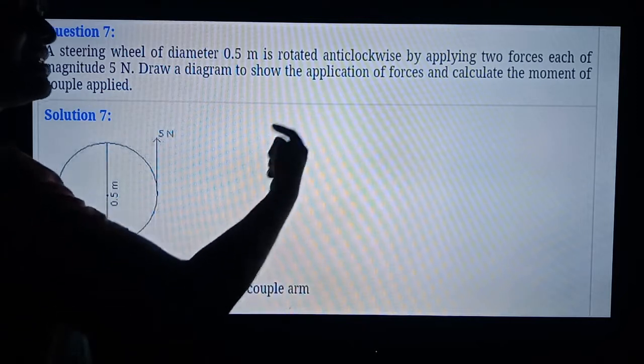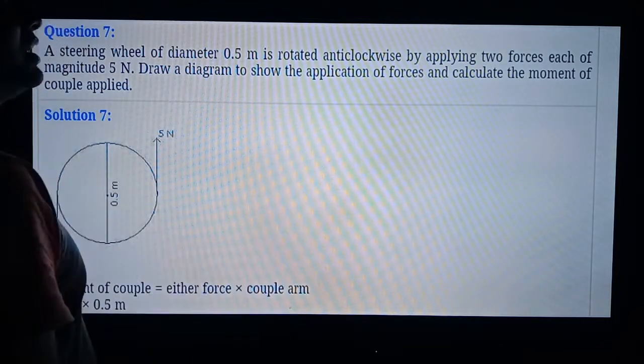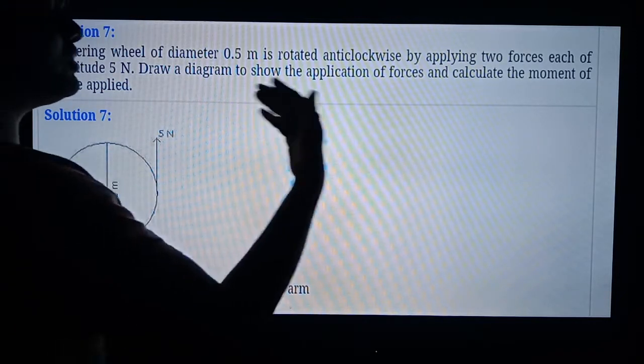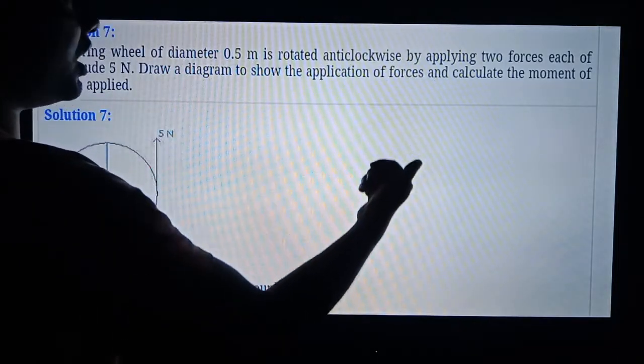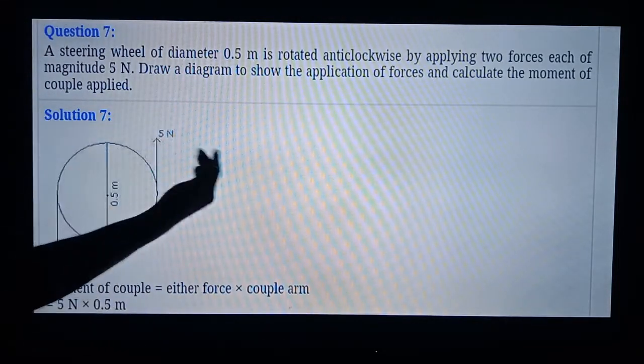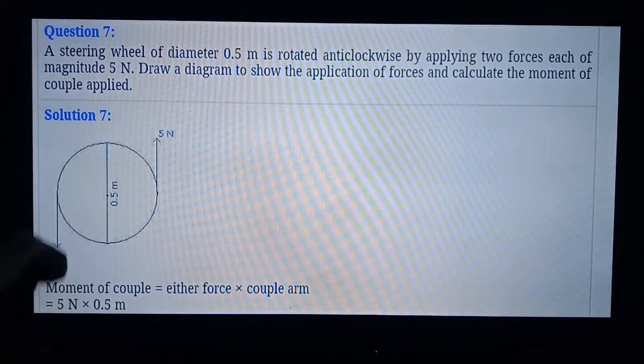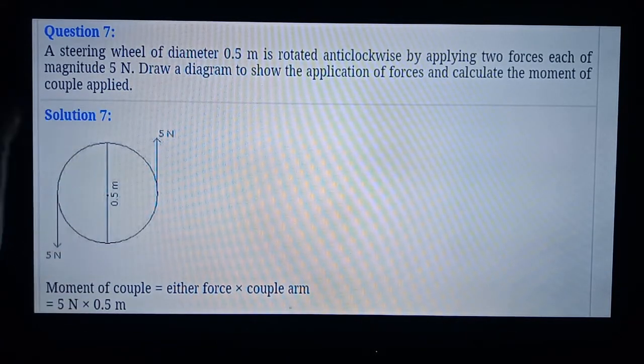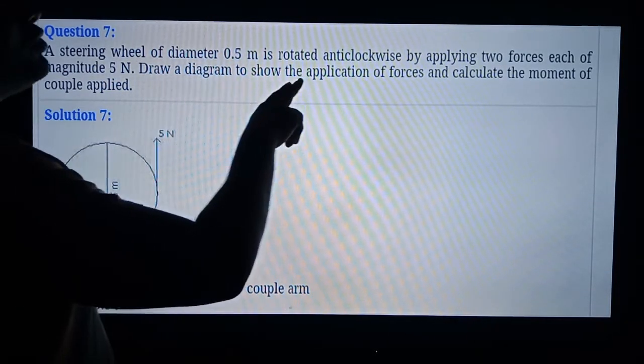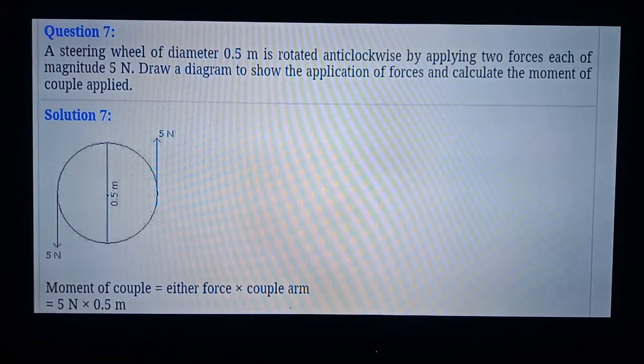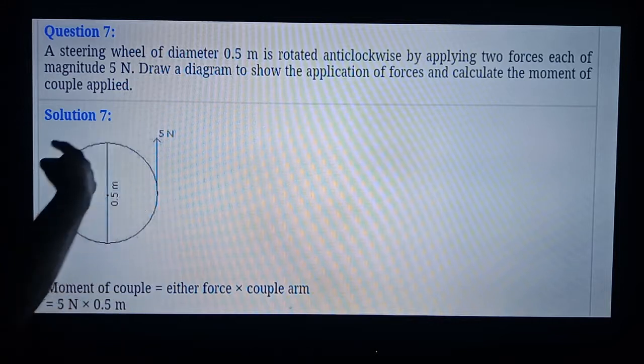The steering wheel is circular in shape, so draw a circle. Then anti-clockwise: from the right side you have to draw a force line upward like this, and from this end you have to draw a force line towards down. So it will create an anti-clockwise moment. Draw the diagram to show the application of forces and calculate the moment of couple applied. So 1 mark will be for this diagram.